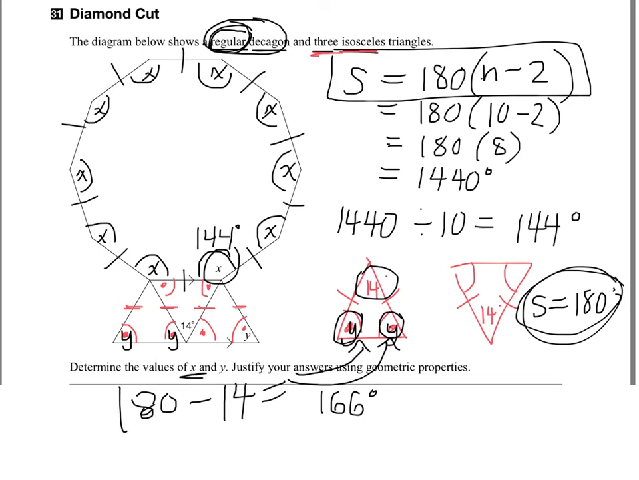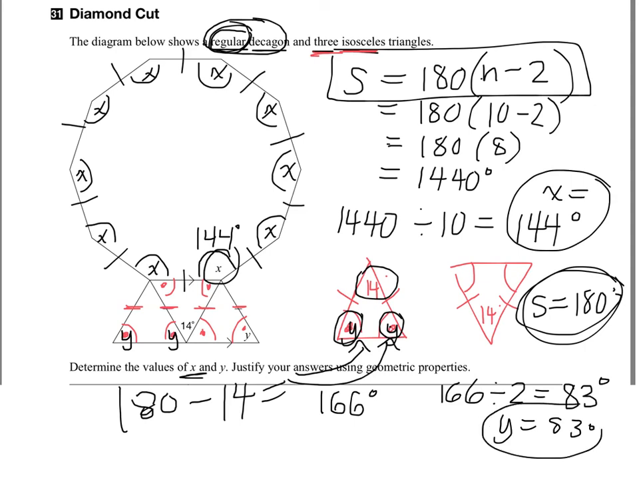That means that this angle and this angle together add up to 166 degrees. But what do we know about those 2 angles? They're equal. So 166 divided by 2, 83 degrees. So angle y equals 83 degrees and angle x equals 144 degrees. Raise your hand if you got those angle measures.